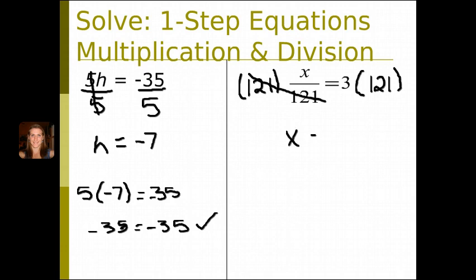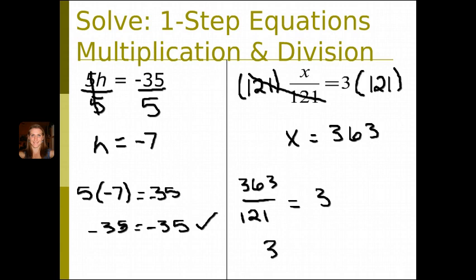3 times 121 is 363. To test our work, we would say 363 divided by 121 equals 3. 363 divided by 121 is 3, and 3 does equal 3, so our equation is balanced, and therefore it checks out.